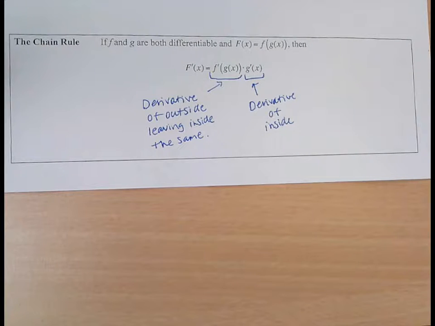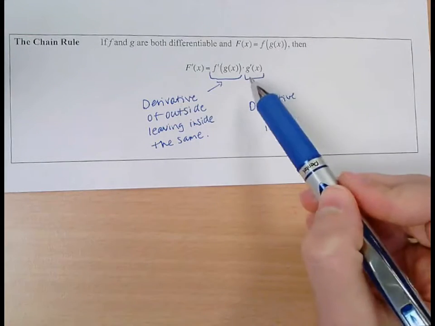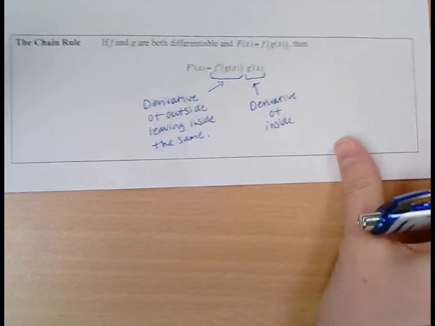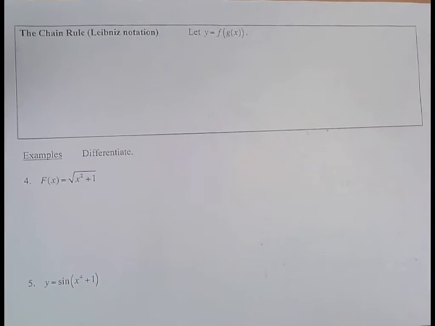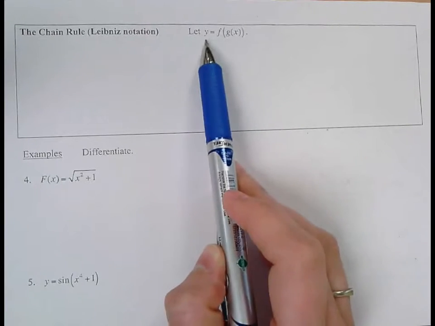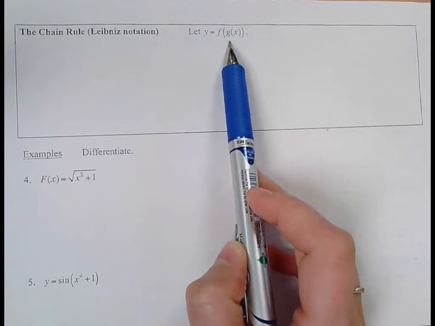All right, I'm also going to show you how this is written in Leibniz notation. I find Leibniz notation helpful in understanding why this rule actually works. I'm not going through a proof with you, but the Leibniz notation maybe can help you understand why it's the derivative of the outside times the derivative of the inside. So say you have your function written as y equals f of g of x.